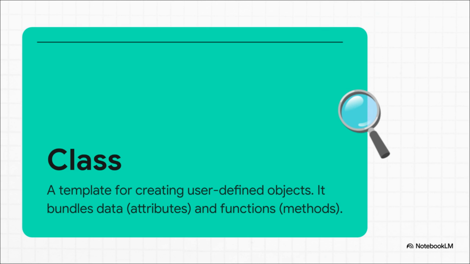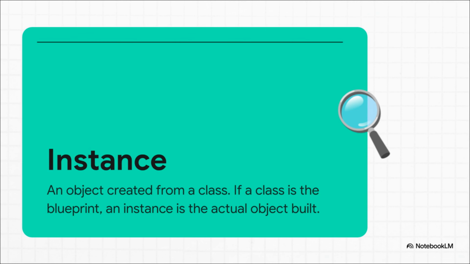Well, at its heart, it's just a template. It's a way to group two things together. Data, which we call attributes, like the dog's name, and the functions that work on that data, which we call methods, like a function to teach the dog a new trick. Data and functions, all bundled up. Okay, so if the class is the blueprint, what's the actual house you build from it? That, my friends, is an instance.